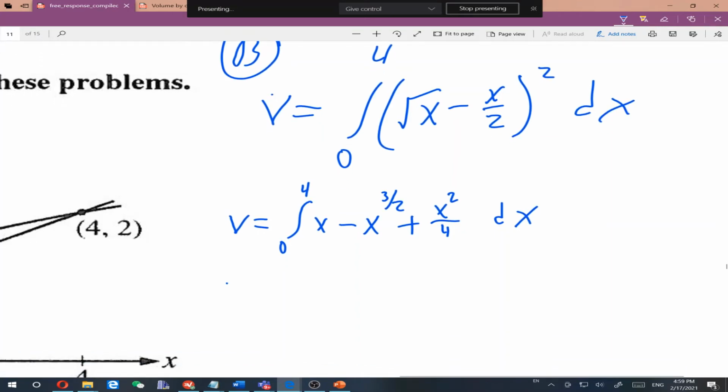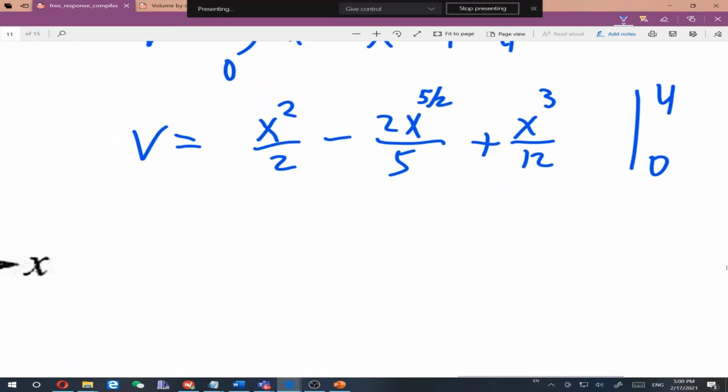We'll integrate normally. What happens if I integrate x? Just x squared over 2. Minus, 3 over 2 plus 1 is 5 over 2, so 2x over 5 raised to the power of 5 over 2. Plus x cubed over 12. We're going from 0 to 4.